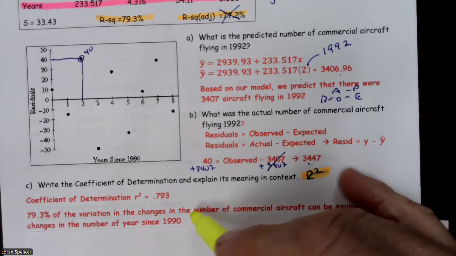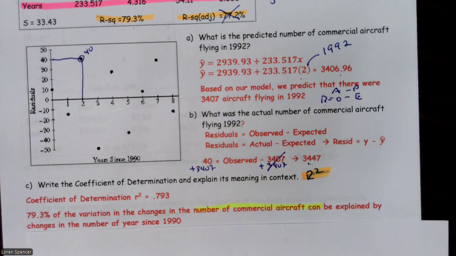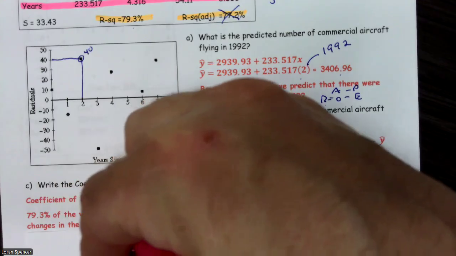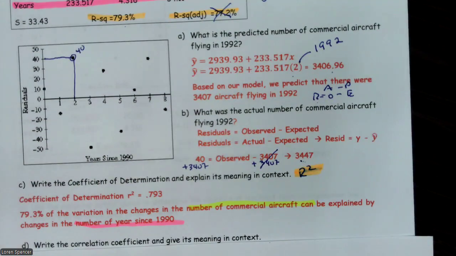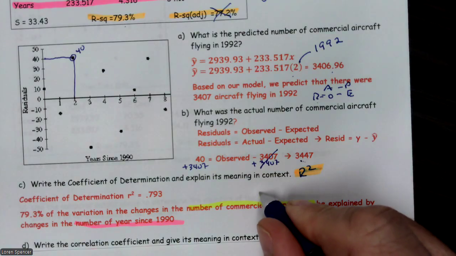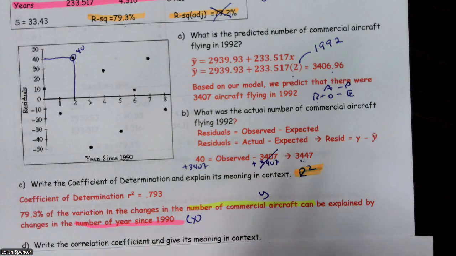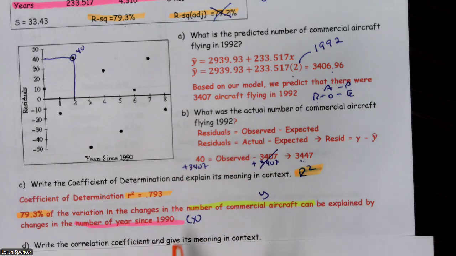So, number of commercial aircraft flying can be explained by changes in the number of years since 1990. And the reason I'm highlighting those like that is because this is my Y and this is my X. And of course, the 79.3% is my coefficient of determination.